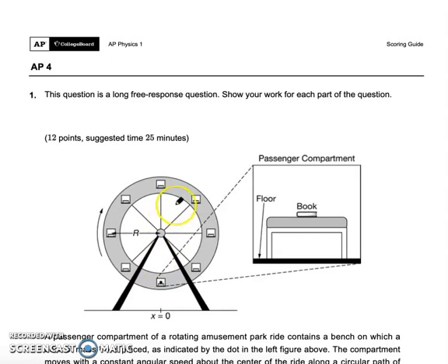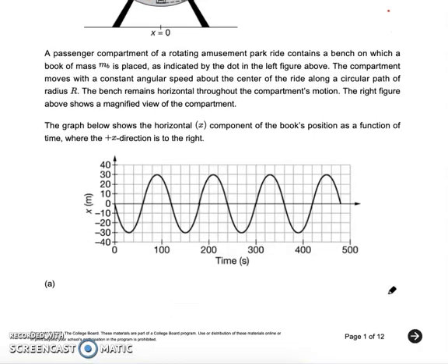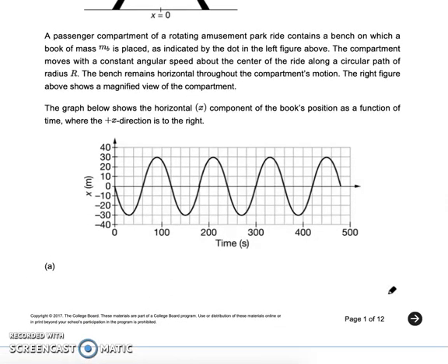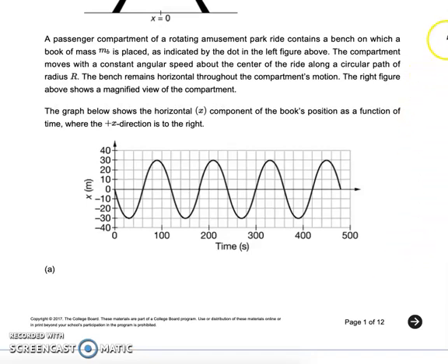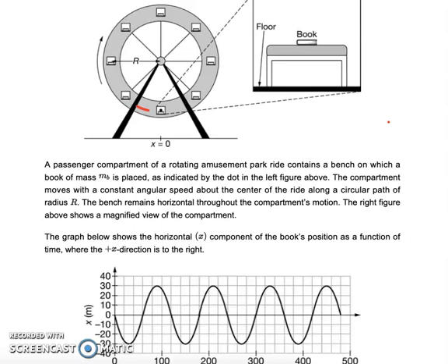Okay, so this one is basically a Ferris wheel where we have a book, they're zooming in on the side, and it's going around and around in a clockwise fashion. And a little twist on that is they give us what looks like a simple harmonic motion. And it is, but it's not. It's really just a different way of looking at circular motion. So it's important that you make the connection here.